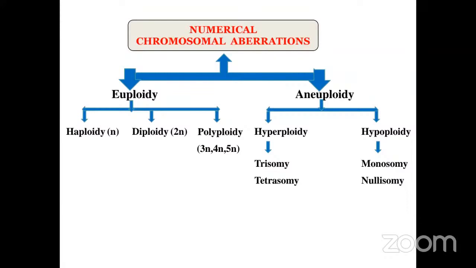Then we have seen the numerical aberrations of chromosome, that is euploidy or aneuploidy. In euploidy, we have seen autopolyploidy and allopolyploidy. In aneuploidy, we have seen monosomy, nullisomy, trisomy, and tetrasomy.